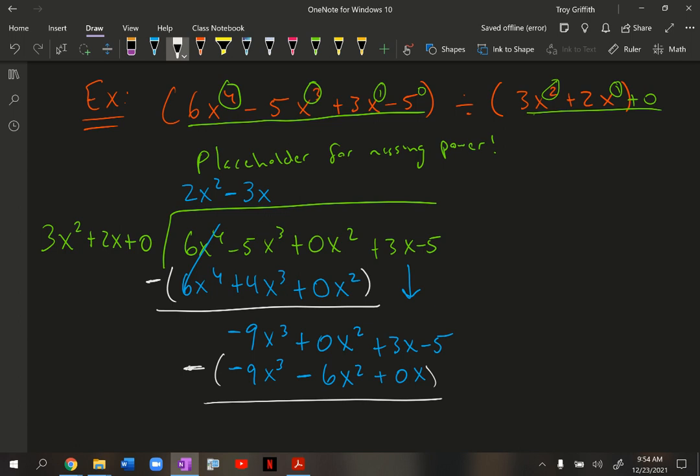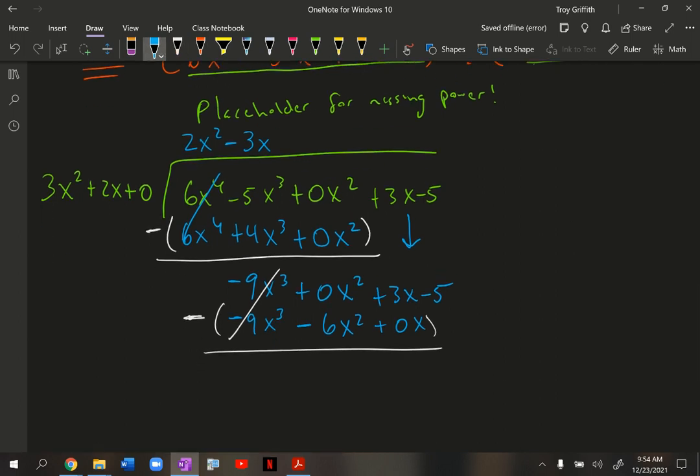Okay, negative 9x cubed minus negative 9x cubed, that turns into a plus. Those cancel out. Okay, 0x squared minus negative 6x squared, that turns into a plus. So this is going to be 6x squared. 3x minus 0x is a plus 3x. And then I'm going to bring down my minus 5. And I'm just going to keep repeating this process.